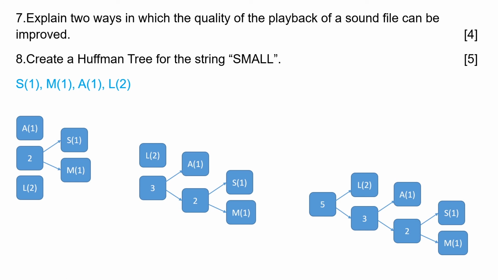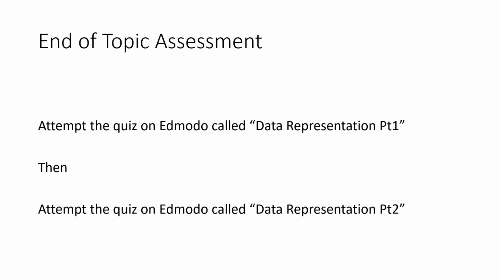Now, that leaves you the end of topic assessment. No redos on that one. Just one go at it, and there's 2 quizzes to do. You'll need to use the graphic that comes with it for the pixel questions and the run length encoding questions. So make sure you've got the graphic that comes with that, the image. Have a go. Good luck.